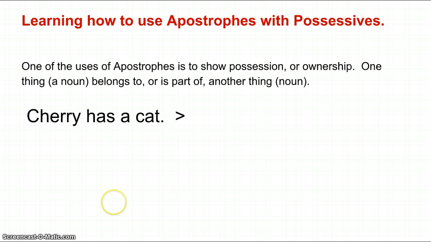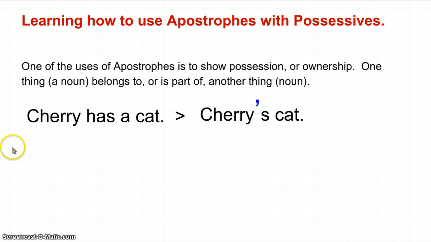What are possessives? One of the uses of apostrophes is to show possession or possessive nouns, which means ownership. One thing, which is a noun, a person, place, or thing, belongs to or is part of another thing. So let's look at this example right here. If we have somebody named Cherry, which is a noun, and that person has a cat, which is also a noun, how would we write that in a possessive form? We would write Cherry's cat. Notice the apostrophe S has been added to the noun Cherry.